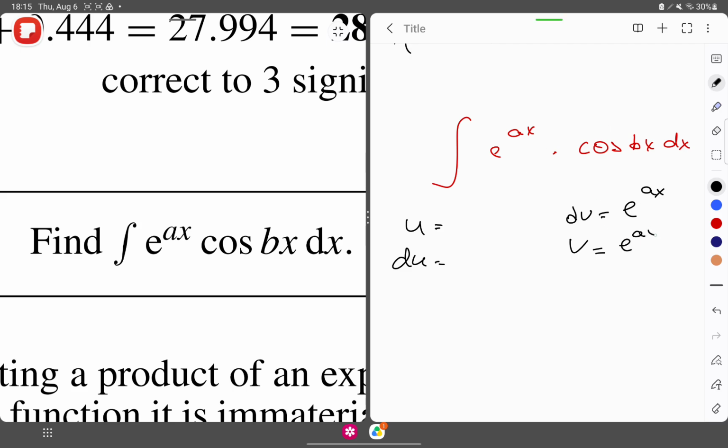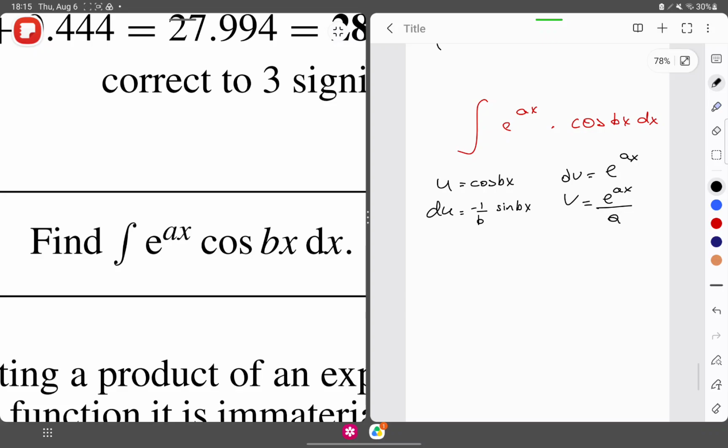So e to the power of ax over a, and cosine bx will be what? We don't know what b is. b can be 1 or not. If that was 1, we could, okay. The integral of cosine is always positive, but the derivative will be negative. So that will be negative 1 over b sine bx. Okay, and let's try to find that.